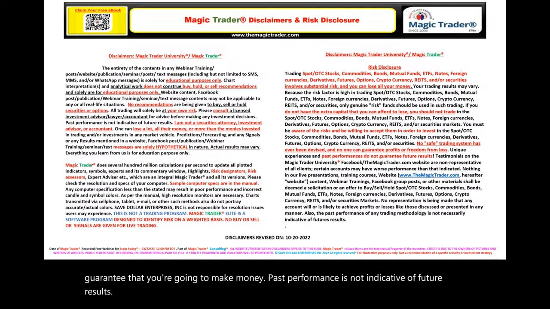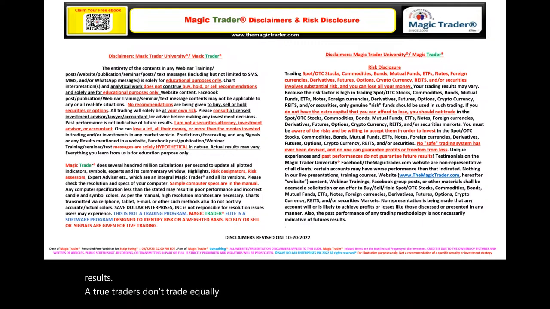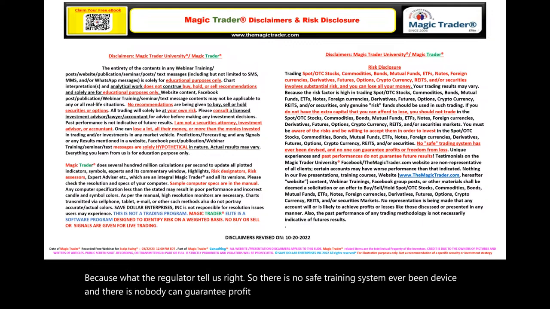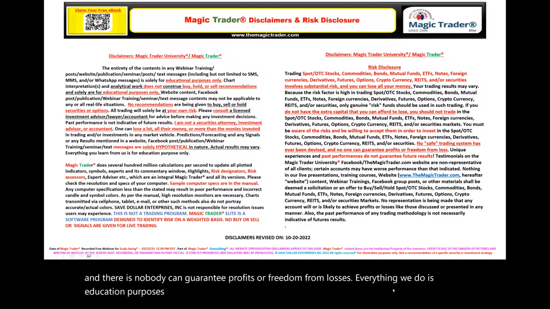True traders don't trade equally, and the same trader cannot produce the same results on a regular basis. People can claim anything they want. It's a free country, but we won't, because that's what the regulator tells us. There is no safe trading system ever devised, and nobody can guarantee profits or freedom from losses. Everything we do is for education purposes only. So you've got to hire your own investment advisor, securities lawyer, or CPA.